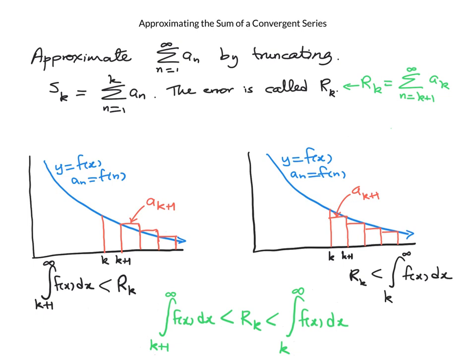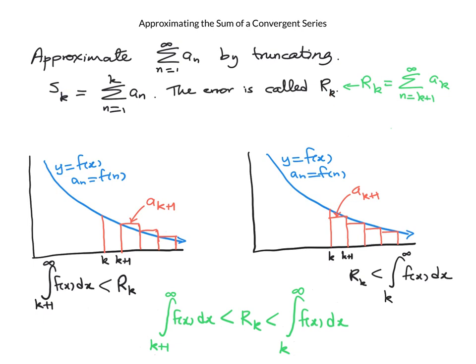We're going to label the partial sum, or the truncated sum, S sub k. It's the sum from n equals 1 to k of the series. Now, of course, when you do that, you're approximating, and therefore there is an error. Now, the error itself is called R sub k. So it depends on how many terms you've taken. If you've taken 20 terms, it's R20.